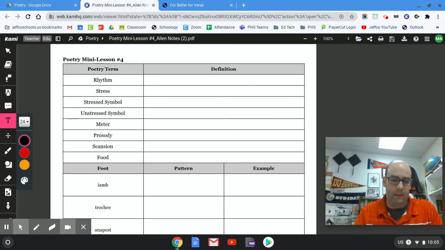Hi, apes. So today we're going to do poetry mini lesson number 4, which is rhythm. And I really struggled with trying to figure out how to do that this year because while I need you to know rhythm for the test, there's always like 1 or 2 questions on that AP test about rhythm. It's the hardest poetry mini lesson that we do.